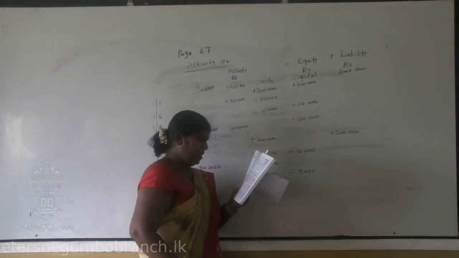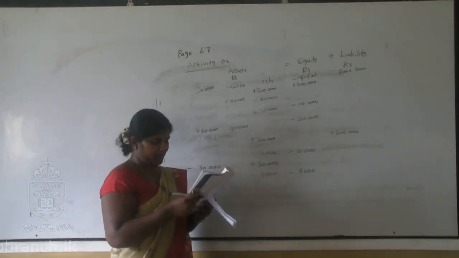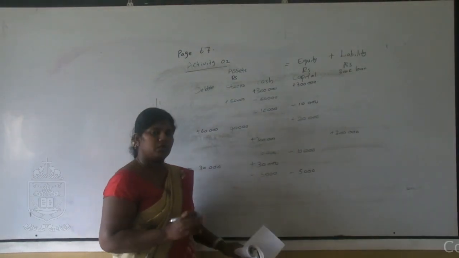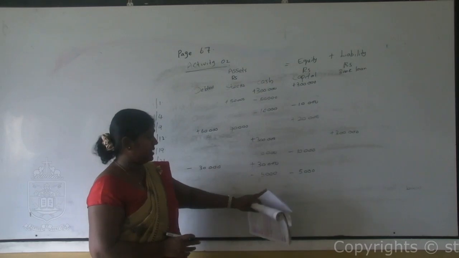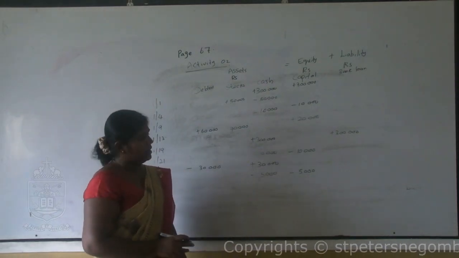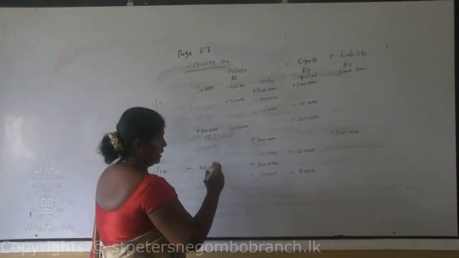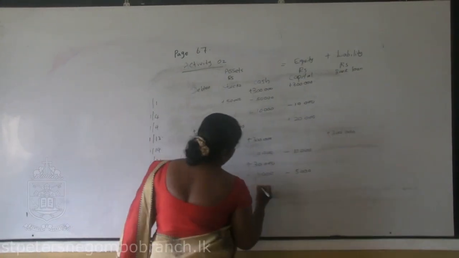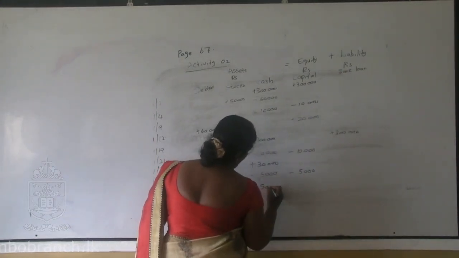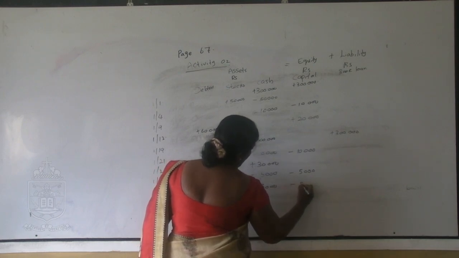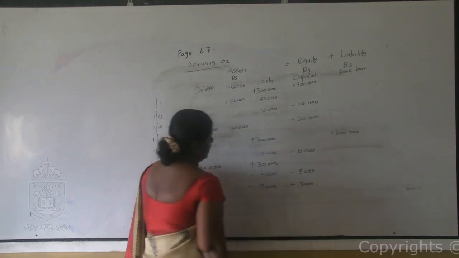Paid electricity bill 5,000 rupees means it is also an expense. In the same way you should record it. So cash will decrease 5,000. Equity will decrease 5,000 because it is an expense.